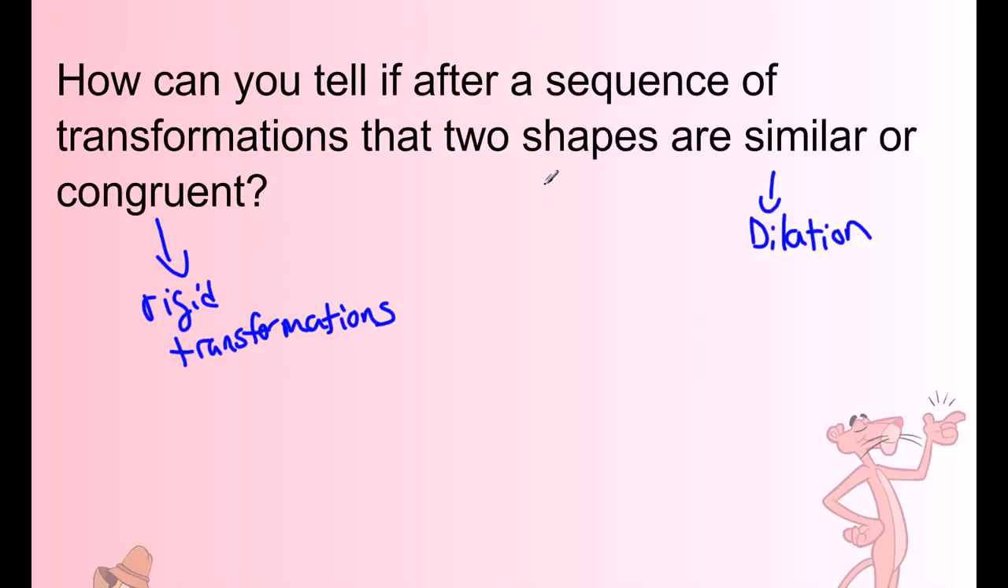So how can you tell after a sequence of transformations that the two shapes are similar or congruent? They're similar if a dilation took place, and they're congruent if there was no dilation. I think that's kind of the simplest terms we can put it.